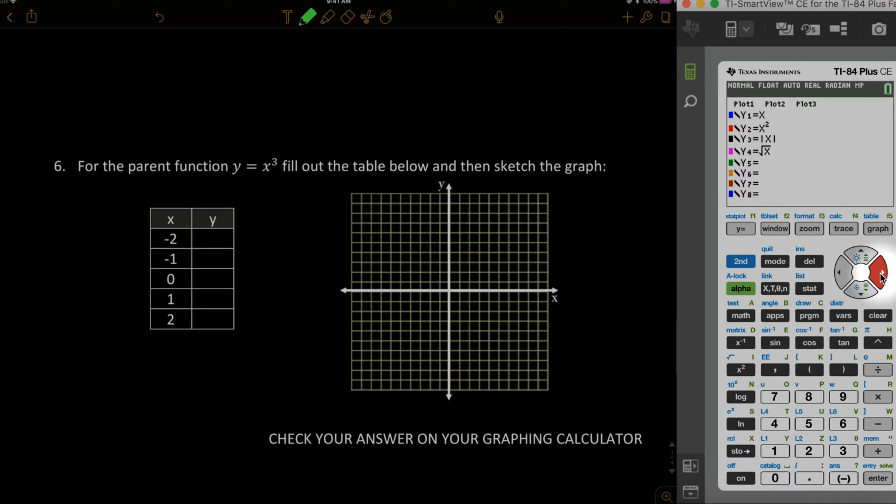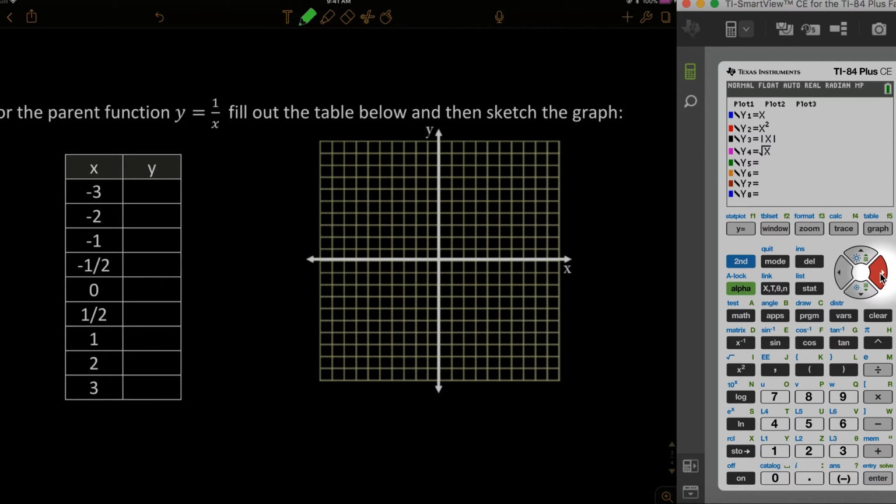They want us to graph 1 over x. So here, I'm going to plug in a -3 for x, and I get -1/3. You can think of that as -0.3 repeating if you like. Now when I plug in -2, I get -1/2. You could think of that as -0.5 if you like. If I plug in -1, I get 1 divided by -1 is -1. If I plug in -1/2, this is the interesting one. You're actually going to get -2.